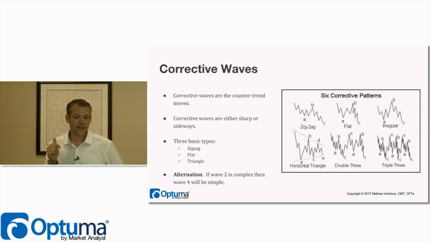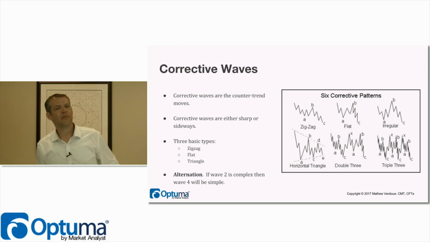There's the zigzag, the flat, and the triangle. And then the other ones here, the 3-3 and the 3-3, we'll talk about putting these things together as well. Corrective waves are either sharp or sideways, so we're expecting a sharp drop or a sideways grind out. And again, under low volume. Remember we talked about this in Dow, that the secondary or the corrective trends typically had low volume. That's what we see here.